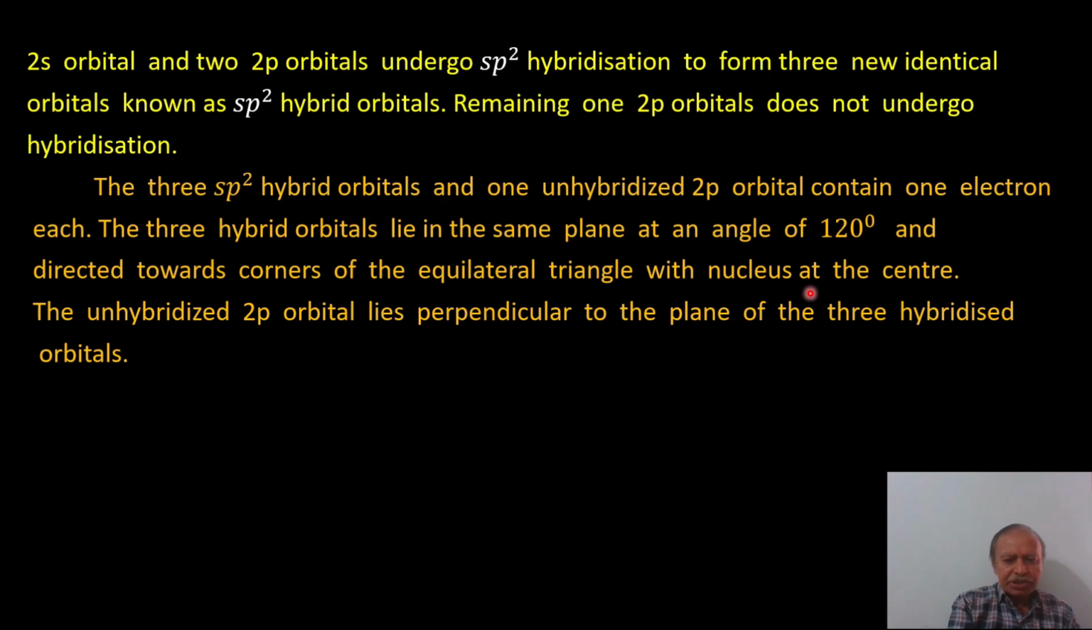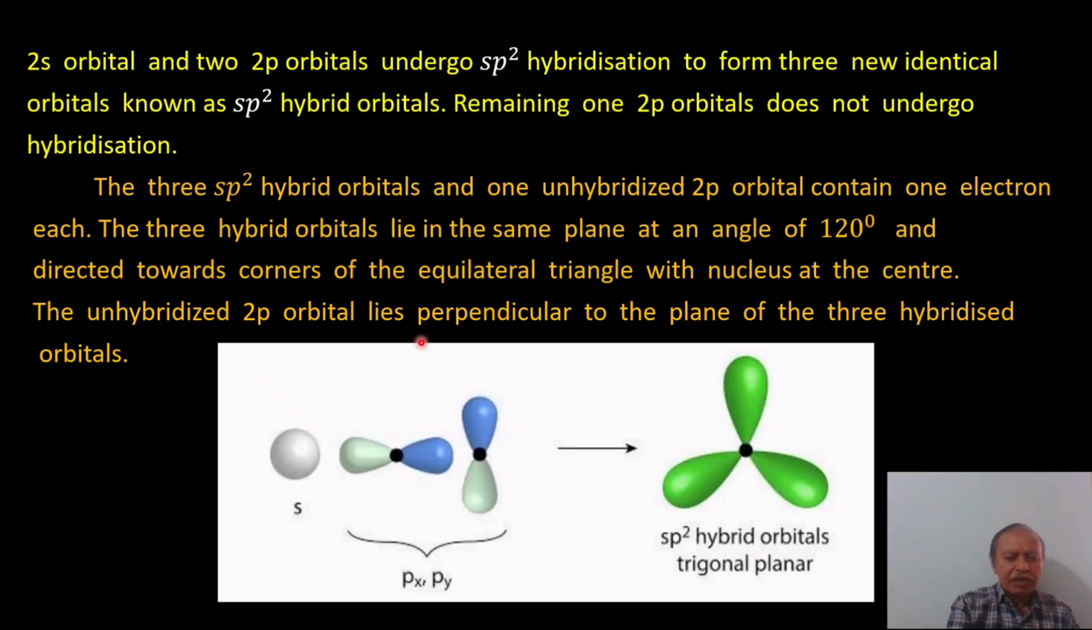Okay. If you assume that the nucleus is at the center of the equilateral triangle, the 3 hybrid orbitals will be directed towards the corners of the equilateral triangle, and the unhybridized 2p orbital will be perpendicular to the plane of these 3 sp2 hybrid orbitals. You can see the picture here.